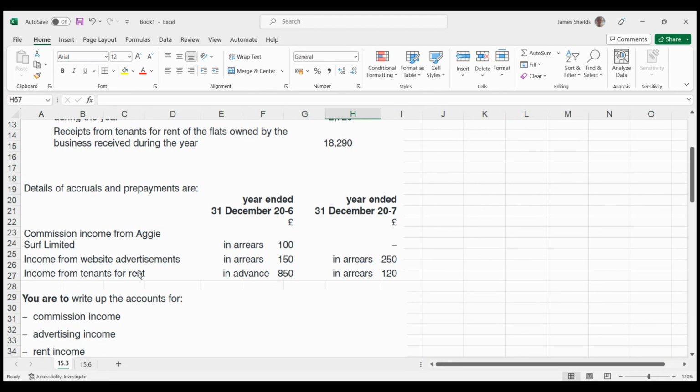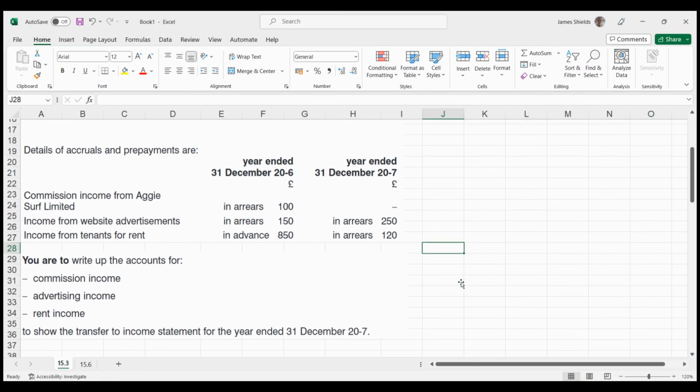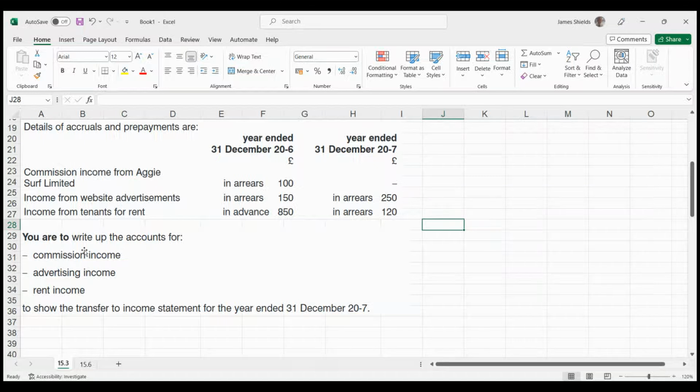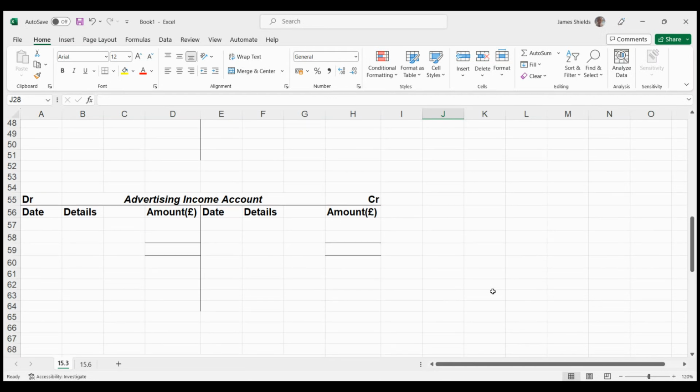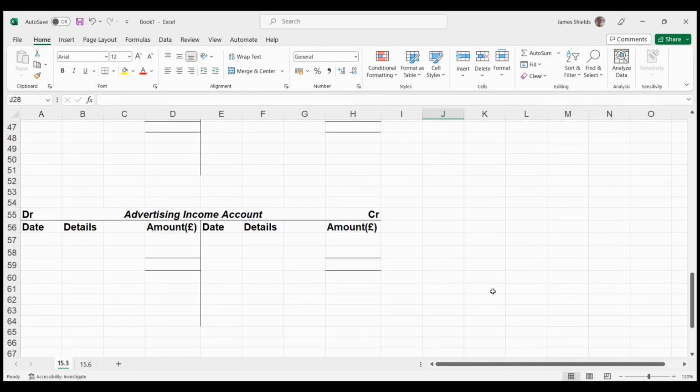Income from tenants for rent. At the 30th of December 2016, they had paid in advance £850, and at the end of December 2017, they were in arrears of £120, so they still owed £120. Right, so what have we got to do? You are to write up the accounts for commission income, advertising income, rent income, to show the transfer to income statement for the year ended the 31st of December 2017. So we've got a commission income account, an advertising income account, and finally a rent income account.